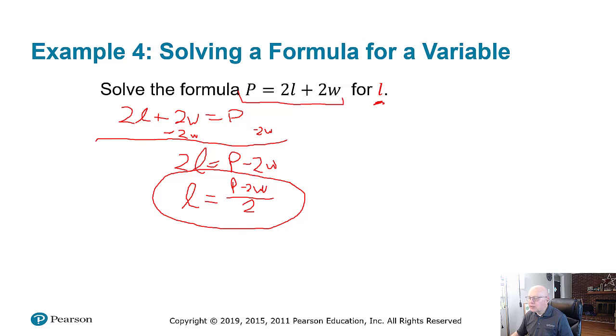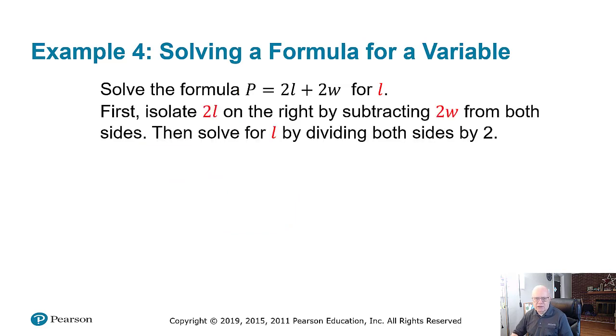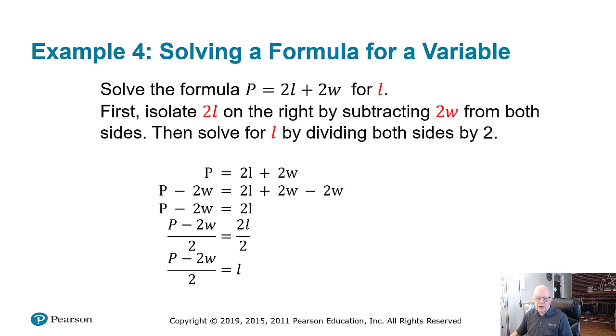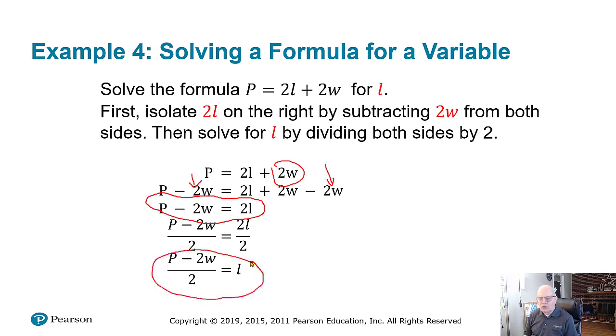Now, what we're going to do is erase the ink, and you can see the way the slide people did it. We're going to isolate the 2L on the right in the original. So to isolate this 2L, we need to subtract the 2W, like this, and of course both sides. This is what you get by subtracting 2W from both sides. And then we'll divide by the 2, and there is the same result that we got previously.